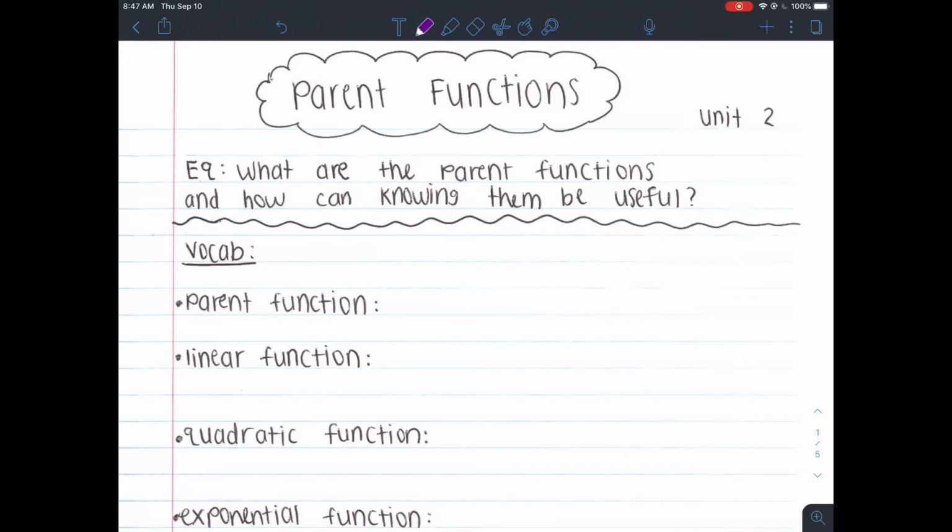Hey guys, this is a video for parent functions for Unit 2. Our essential question is, what are the parent functions and how can knowing them be useful?